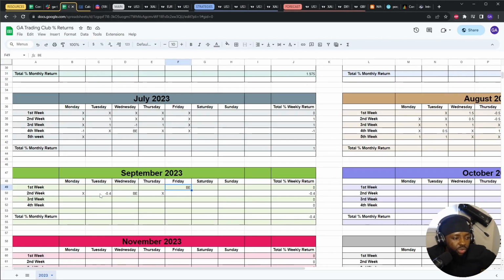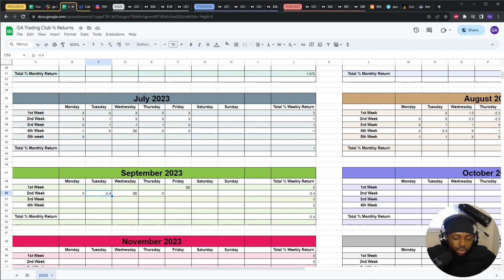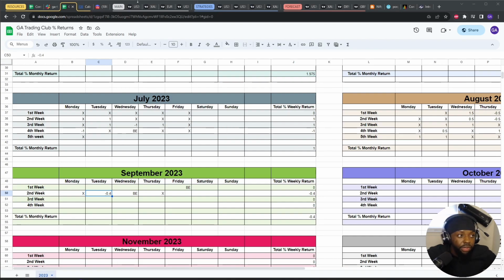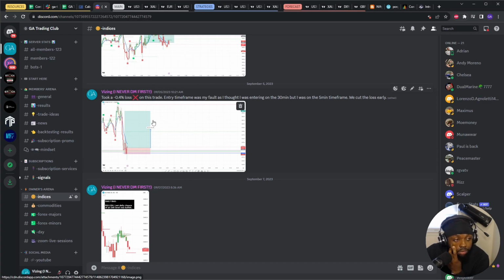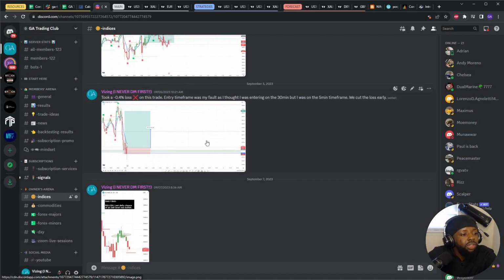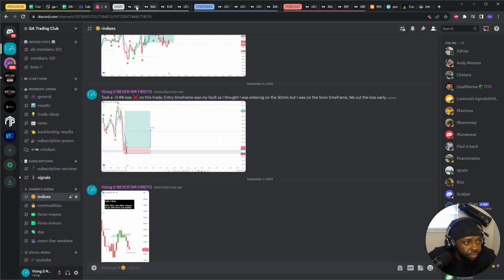Now, the other trade we took was on Tuesday, September 5th. So if I go back to the Discord, this was it, Tuesday, September 5th. You can see this entry was on the 5 minute time frame. And actually, I remember this trade. This trade was actually my fault. It was supposed to be on the 15 minute time frame. So that was my bad.